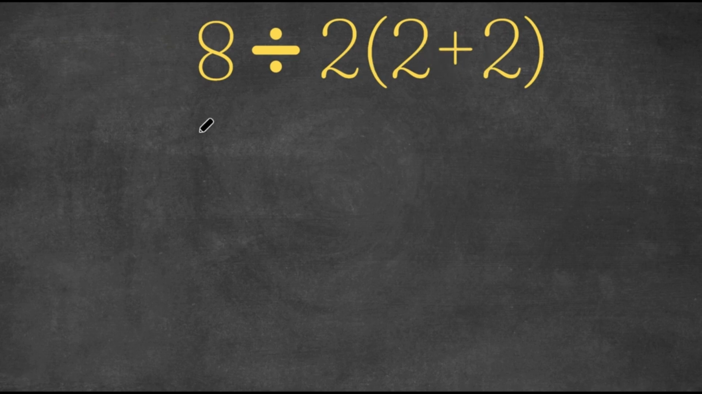So the first step is to add the numbers in the parentheses. And this is what everyone agreed on. Everyone agreed that this was the first step. So we have 2 plus 2, and as we all know, that's 4. So this brings our equation to 8 divided by 2 times 4. So everyone agreed on this one step.